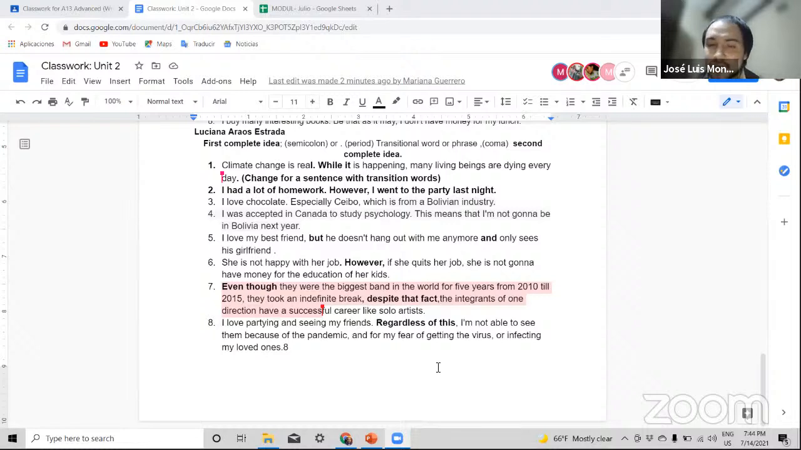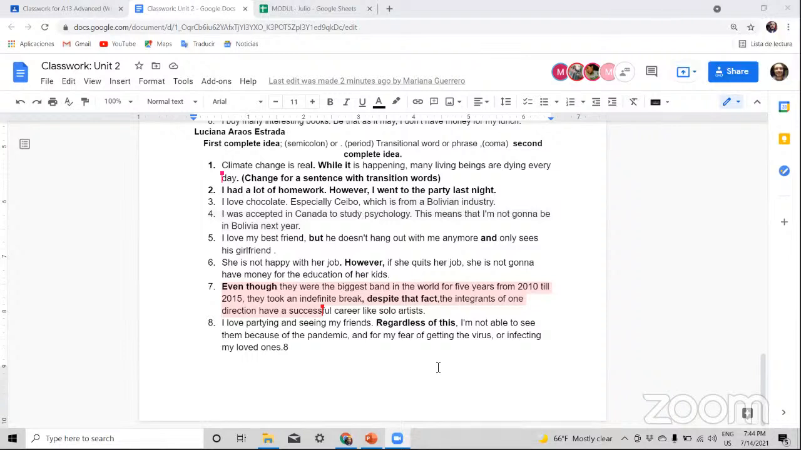Luciana, let's try to read this. And again, I'm sorry my connection is failing a lot. Let's read your examples very quickly, please, Luciana. Okay, teacher, no problem. The first one is, even though they were the biggest band in the world for 5 years, from 2010 till 2015, they took an indefinite break. Despite that fact, the integrants of One Direction have a successful career like solo artists.